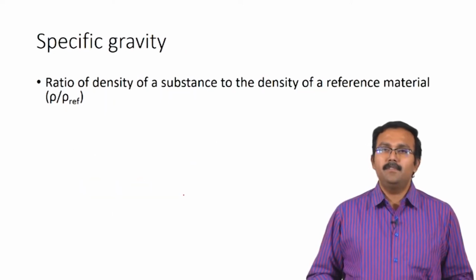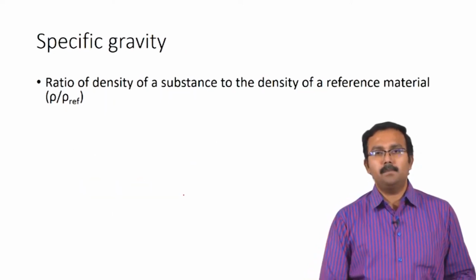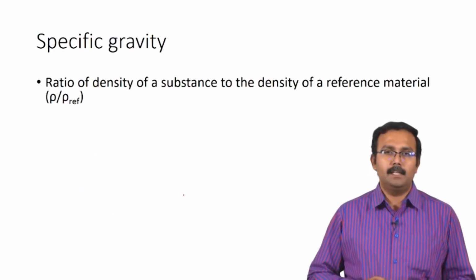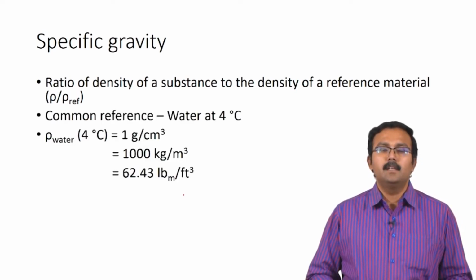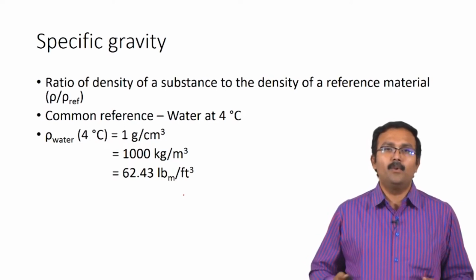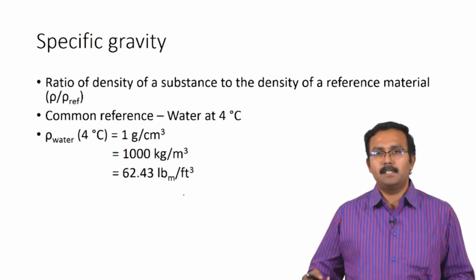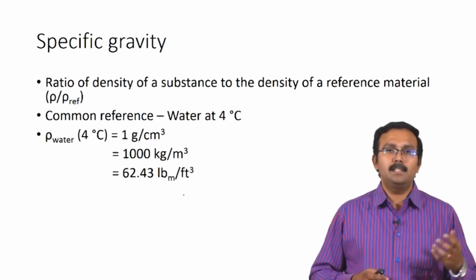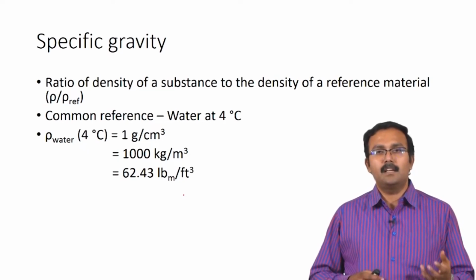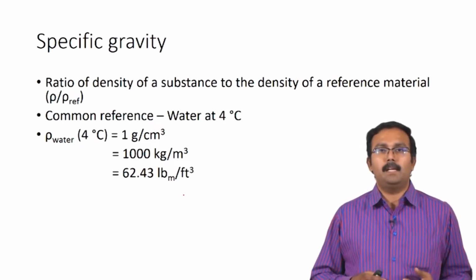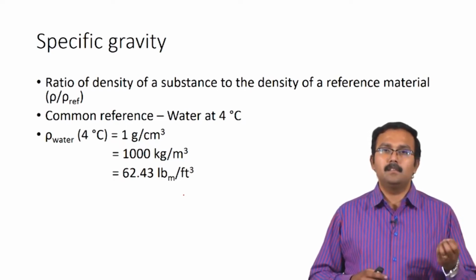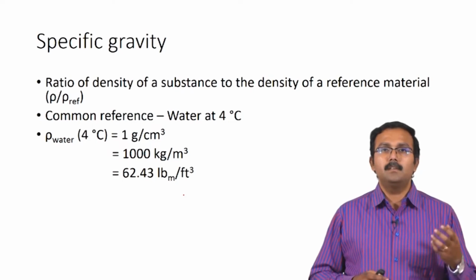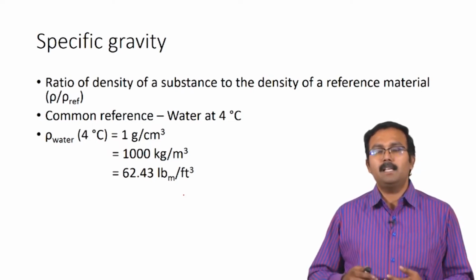Specific gravity is defined as the ratio of density of a substance to the density of a reference material. The reference material which is commonly used is water at 4 degrees Celsius. This is because density of water at 4 degrees Celsius is 1 gram per centimeter cube or 1000 kilograms per meter cube. So, when we use SI units and CGS units, these are round numbers which are easy to remember and apply. However, if you were to use American engineering units, the number is a little more cumbersome which is 62.43 pound mass per feet cube.